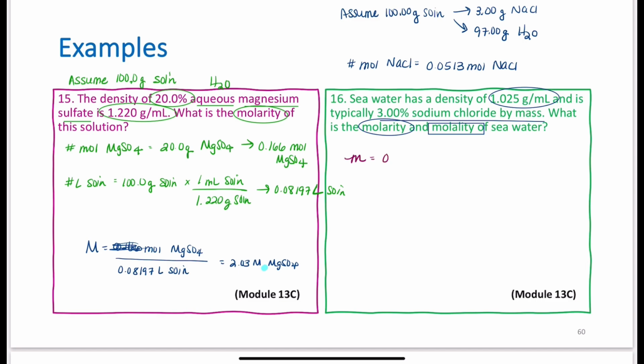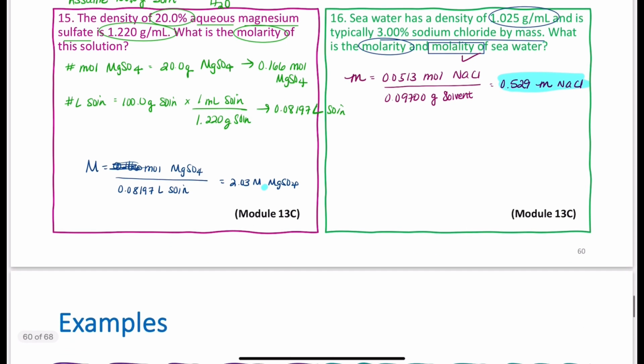My molality is 0.0513 moles of NaCl divided by 0.09700 kilograms of the solvent or water, whichever. I don't really care what you write there, as long as it's one of those two words. 0.529 molal NaCl. So I've got the molality down. Now I just need to work on the molarity.